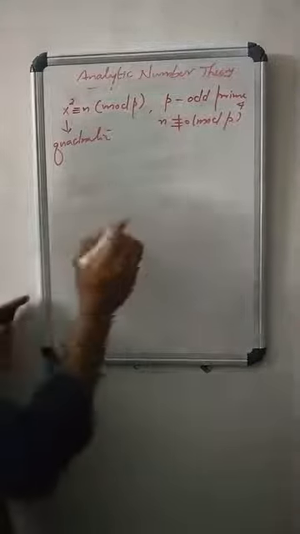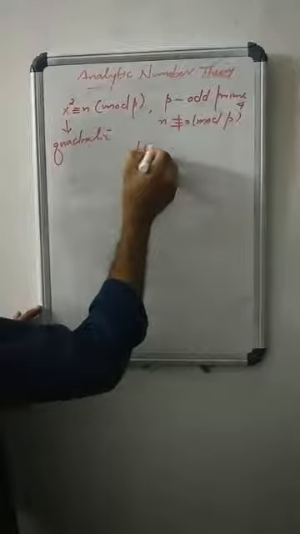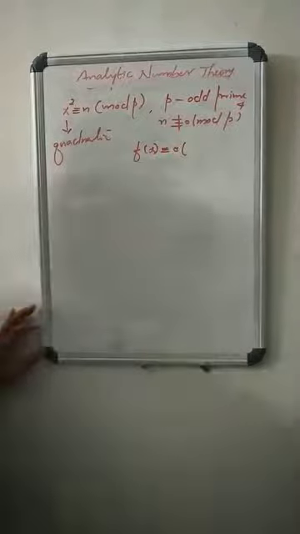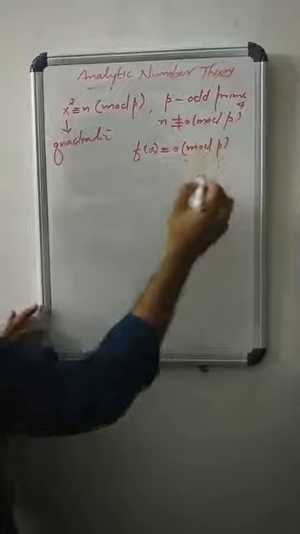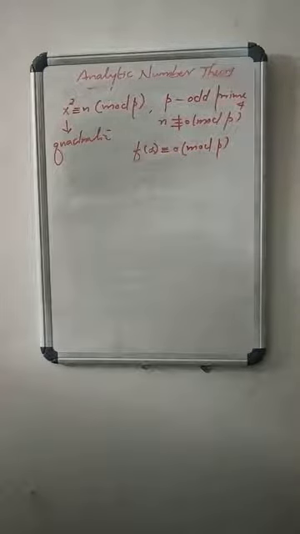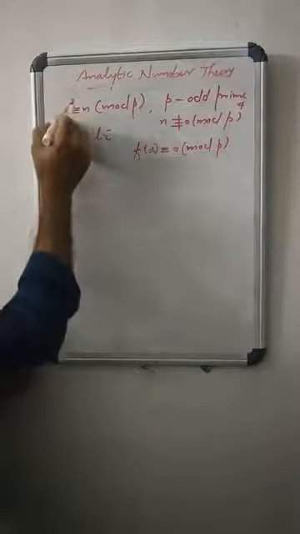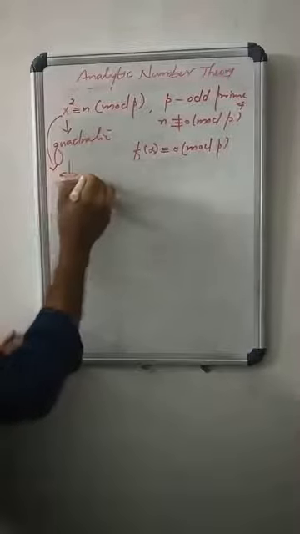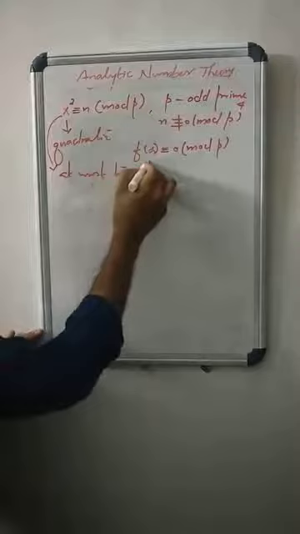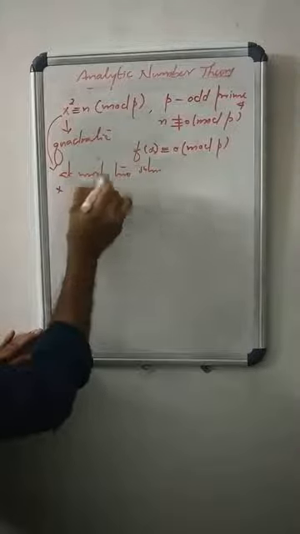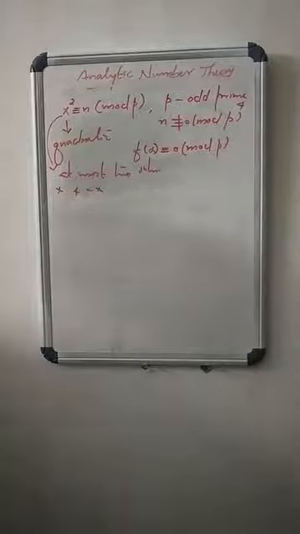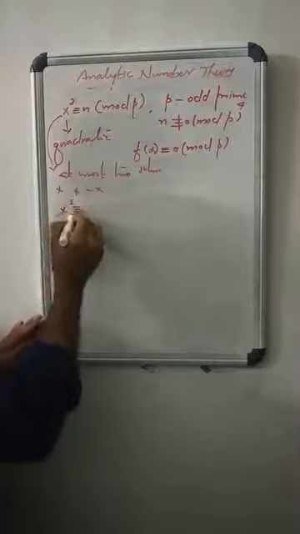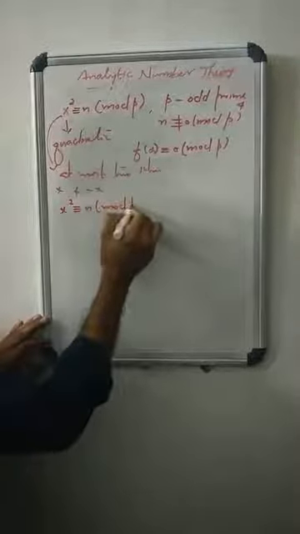By Lagrange's theorem, if f(x) is a polynomial of degree n with integer coefficients, then the congruence f(x) congruent to 0 mod p has at most n solutions. According to that, x squared congruent to n mod p has at most two solutions. Let x and minus x be the solutions of x squared congruent to n mod p. Then the congruence has a solution.